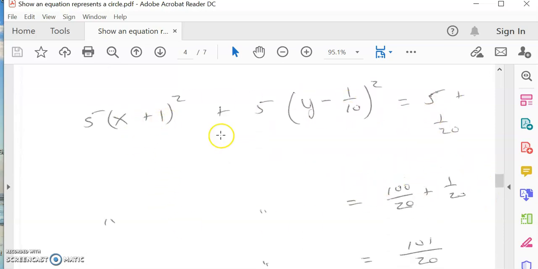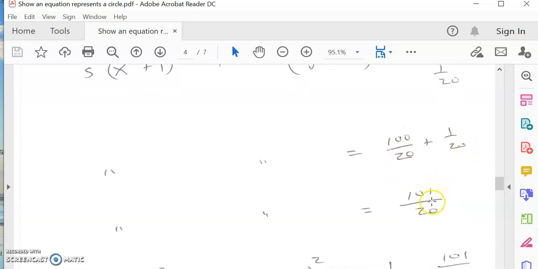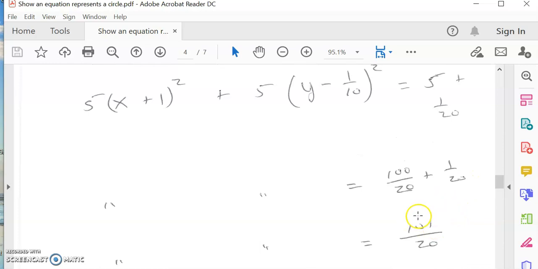And then on this left-hand side, we'll just leave that alone for right now. Just bring that straight down. Over here on the right-hand side, 5 plus 1 over 20. Well, 5 is the same as 100 over 20, and 100 over 20 plus 1 over 20 is 101 over 20. So that's my right-hand side, okay, so far anyway.